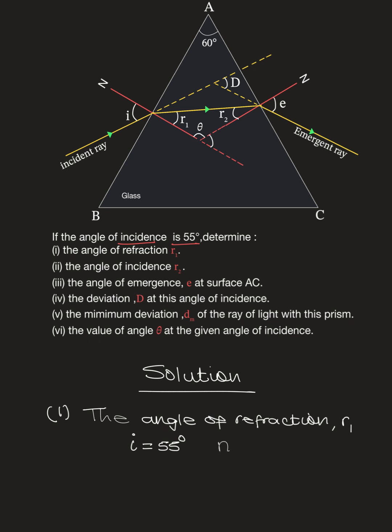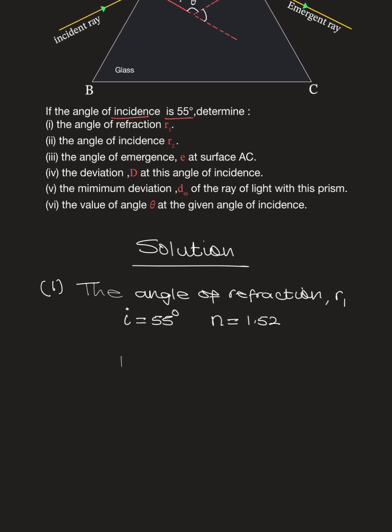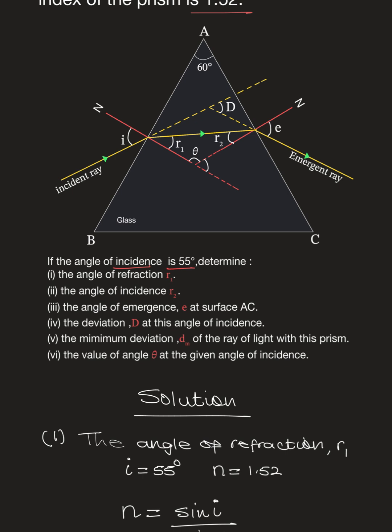We know that the refractive index of this prism is 1.52. So using Snell's law, the refractive index is equal to the sine of the angle of incidence divided by the sine of the angle of refraction. The angle of refraction at surface AB is R1. According to Snell's law, the sine of the angle of incidence divided by the sine of the angle of refraction is a constant. That is how you find the refractive index.